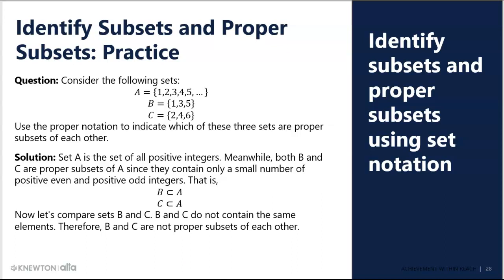But B is a proper subset of A, and B is also a subset of A. If I write B is a subset of A using the full symbol for is a subset of, that would also be true, but more specifically, B is a proper subset of A.